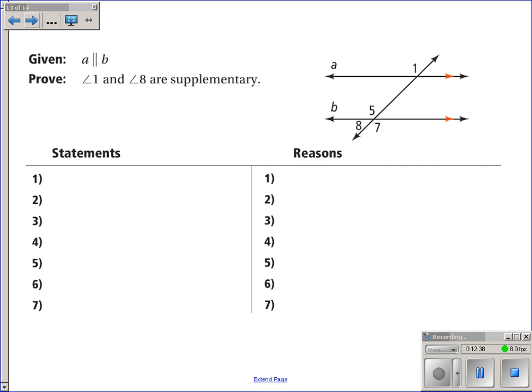We don't have any theorems that relate 1 and 8 directly to each other, so I'll need to use either angle 5 or 7. Let's see here. 5 and 1, how are they related? They are corresponding angles, so by the corresponding angles postulate, they're congruent to each other. The other thing to point out is that 5 and 8 are a linear pair, and we have a linear pair theorem that states that 5 and 8 are supplementary.